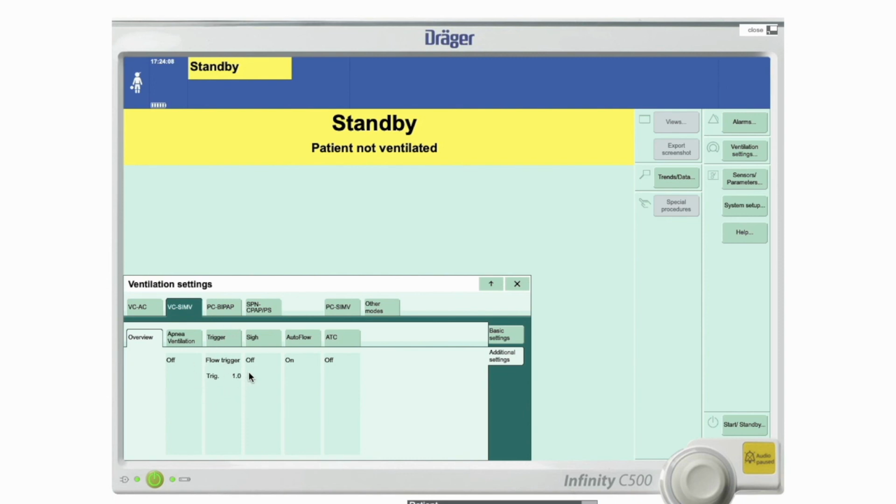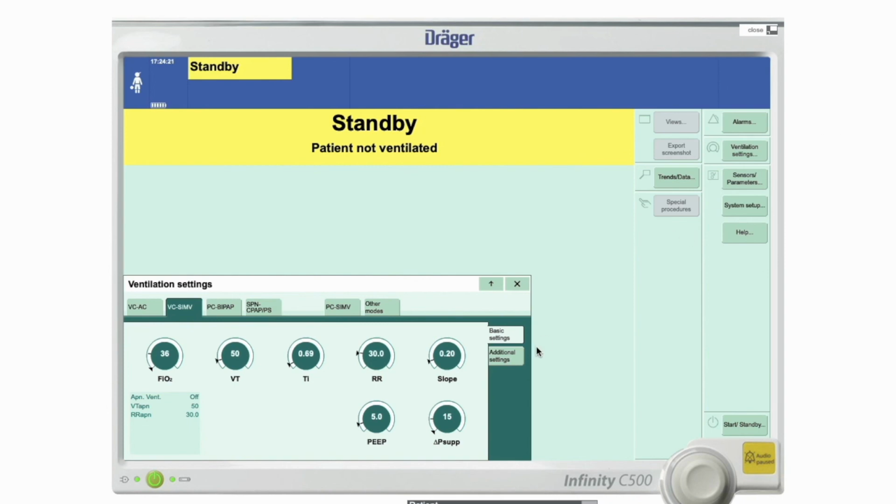The other thing you always need to see is whether or not the trigger is appropriately set. If you've put the weight in, that's an appropriate trigger. So children either get a trigger of 1 litre per minute or 2 litres per minute, and this is 1 for a small child. That's perfectly acceptable. So now we're happy with all those.